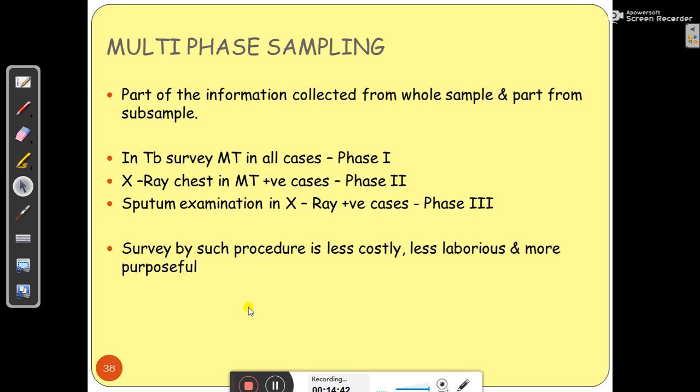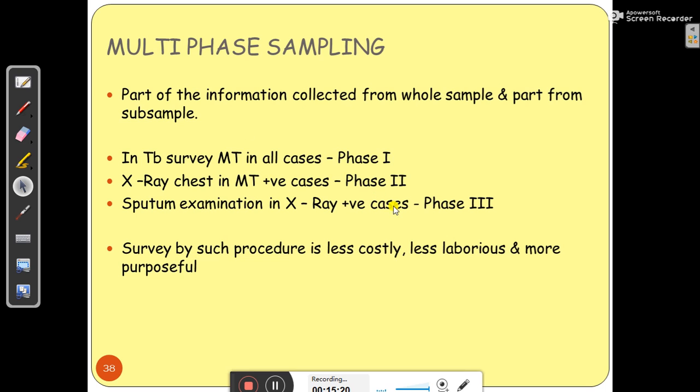So this is multi-phase sampling because every phase is different, not related. You might ask why multi-phase and why multi-stage, and why we branch them out differently. Because multi-stage has a connection at least. We can go to the second stage from the first stage, not directly to the second stage. But here you can see that the phase is divided depending upon the information collected.